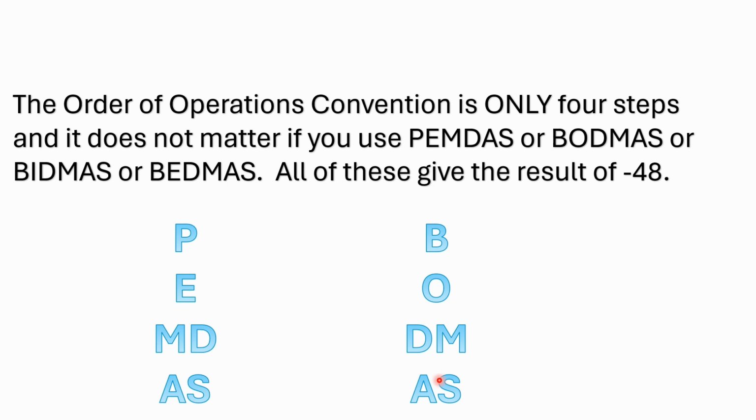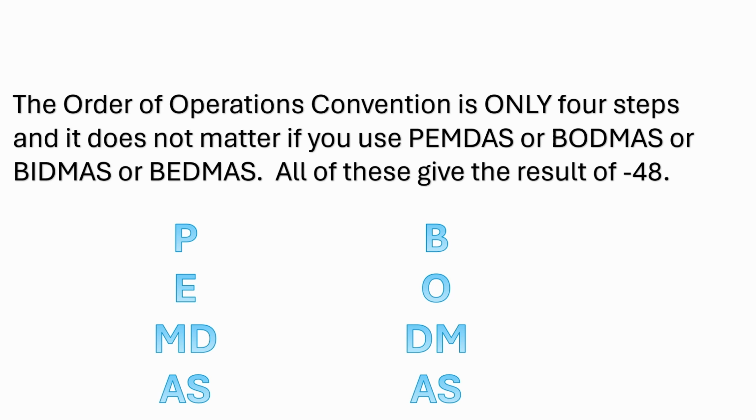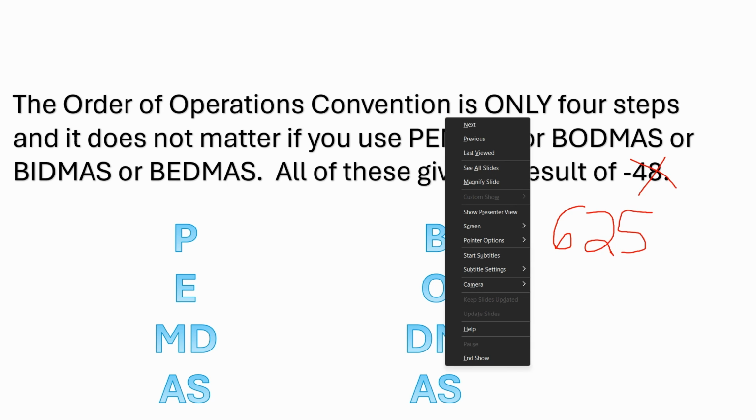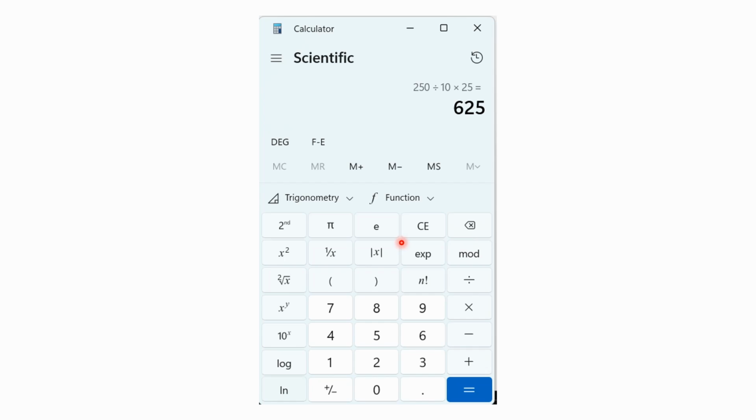But regardless of which one of these acronyms you use, you're going to get the answer of, I'm sorry, not negative 48. That's actually from a different problem. So no, the answer would be, and here it's 625 is the answer. So we're going to make that change right here.